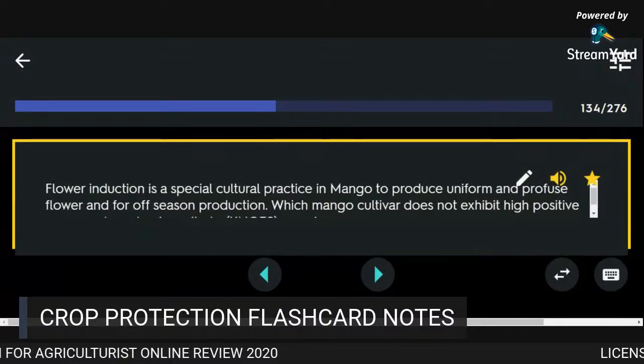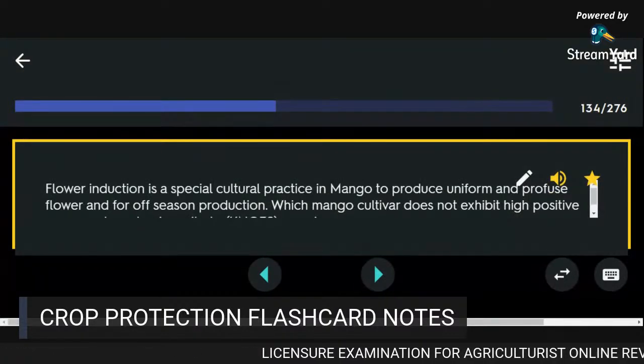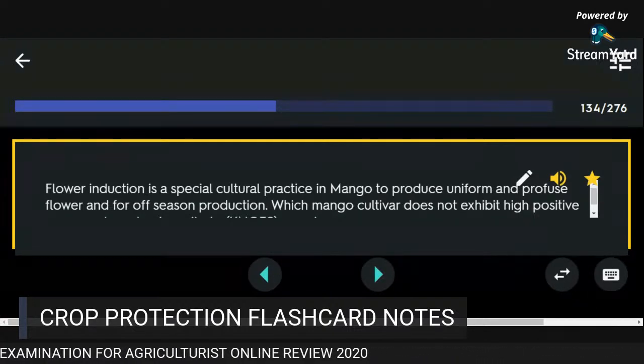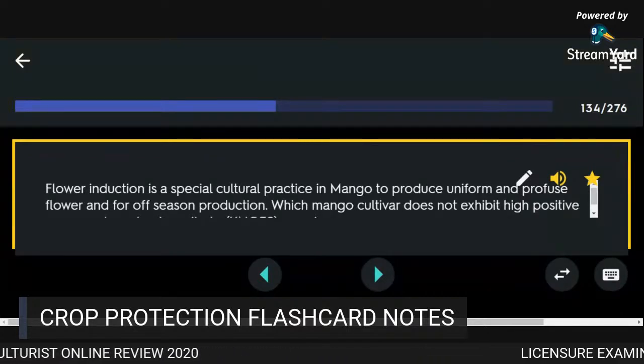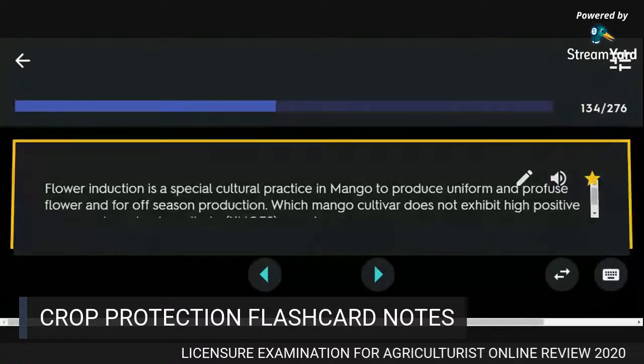Flower induction is a special cultural practice in mango to produce uniform and profuse flower and for off-season production. Which mango cultivar does not exhibit high positive response to potassium nitrate spraying? Pahutan.